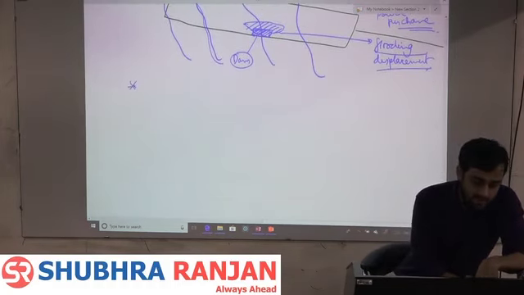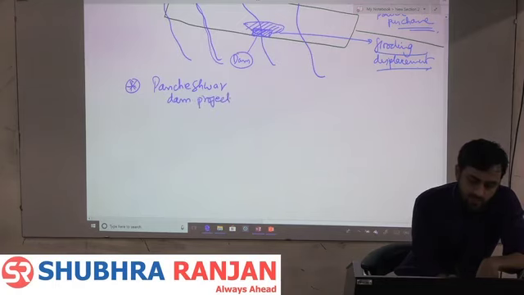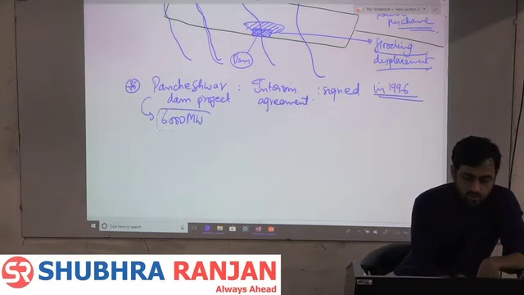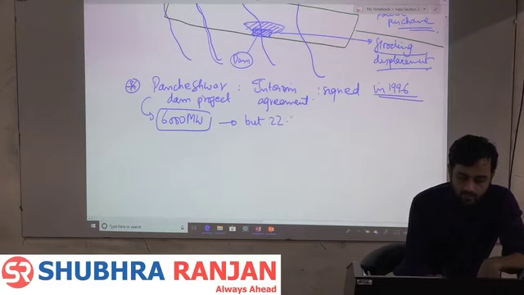One classic example of this is the Pancheshwar Dam project. देखिए ये पंचेश्वर डैम प्रोजेक्ट इंटरिम अग्रीमेंट वाज साइंड, इससे समझ में आता है आपको. The interim agreement was signed in 1996 between India and Nepal. This is on the Mahakali river, and it is a 6,000 megawatts project. But 22 years later, work on the project is yet to begin.